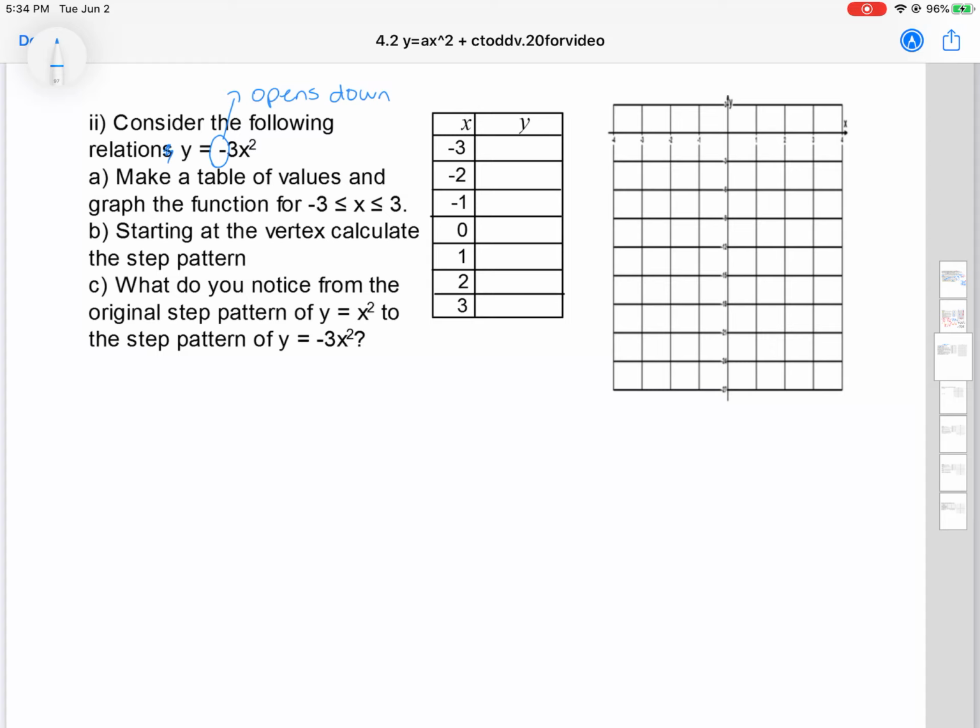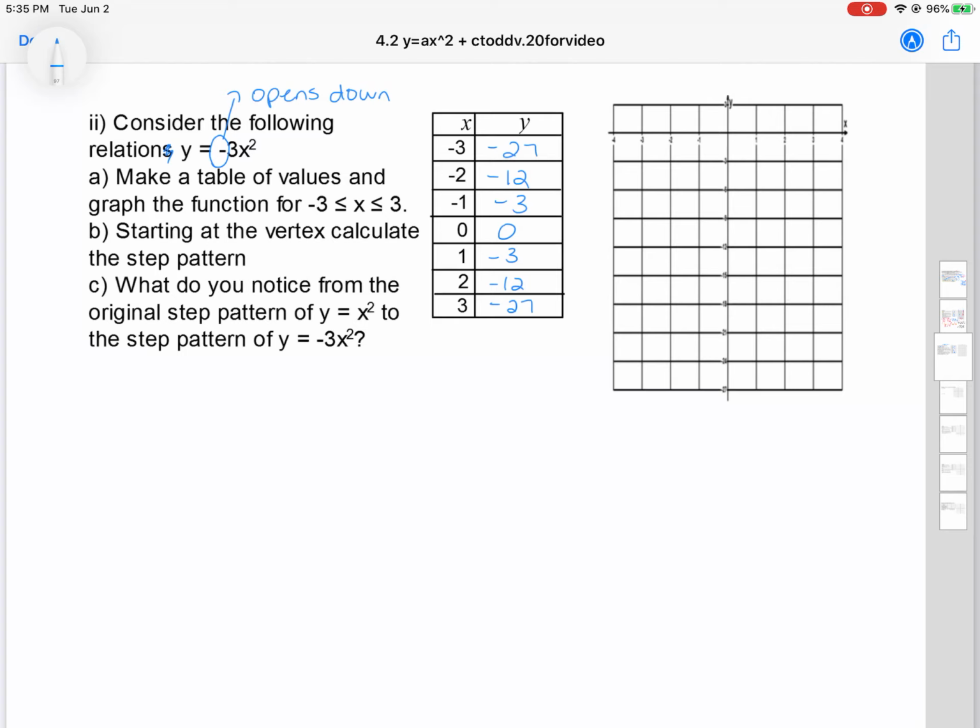So we have negative 3 squared, which is 9 times negative 3 is negative 27. Negative 2 squared is 4 times negative 3 is negative 12. Negative 1 squared is 1 times negative 3 is negative 3. 0 squared times negative 3 is 0. Again, we're going to get the symmetry. 1 squared gives negative 3, 2 squared is 4 times negative 3 is negative 12. 3 squared is 9 times negative 3 is negative 27. Okay, so now you can see how big we got.